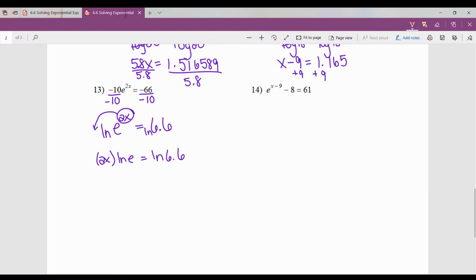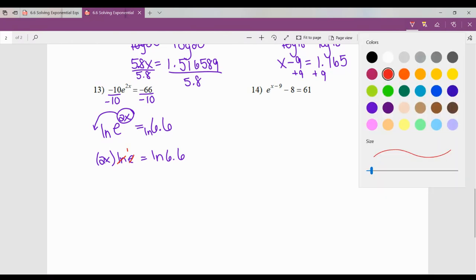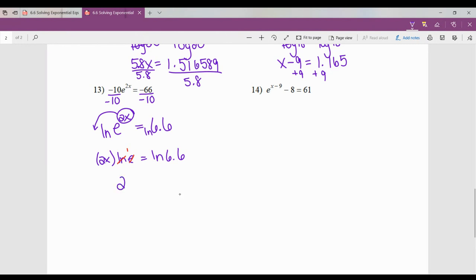So now remember, ln and e are inverses of each other. They cancel each other out when they're right next to each other and equal 1. So we've got 2x times 1 is 2x equals, and then we're going to do ln of 6.6. ln of 6.6 equals 1.8870696. And I divide that by 2. Divided by 2 in my calculator, and I get x equals 0.944. Final answer.